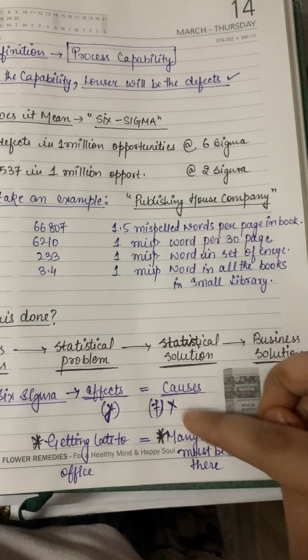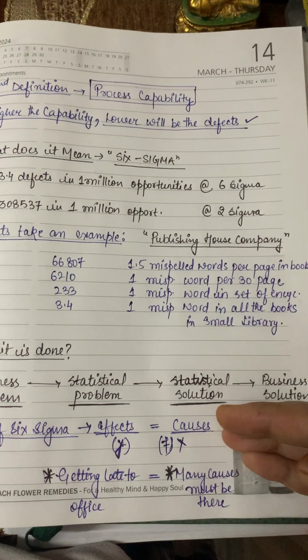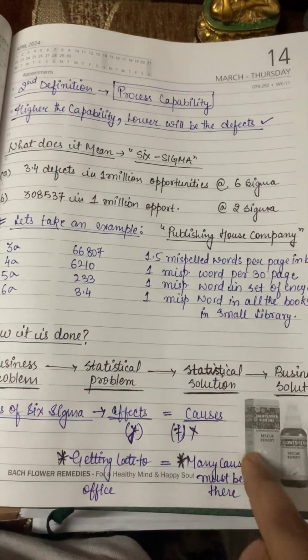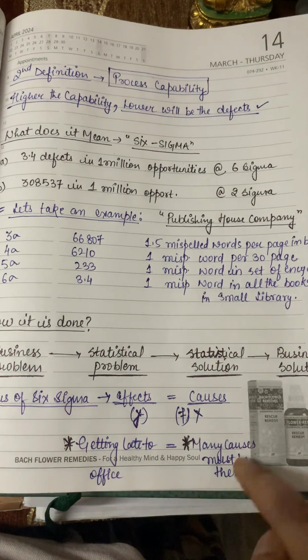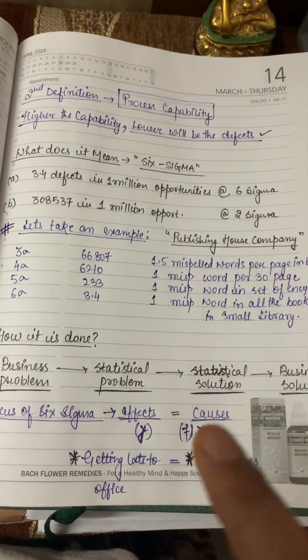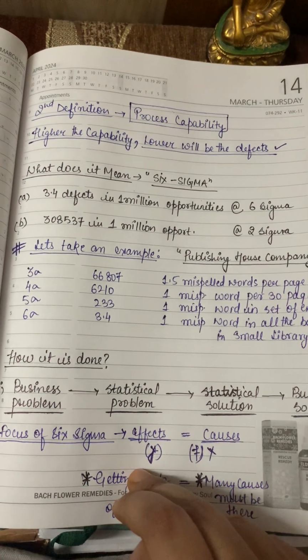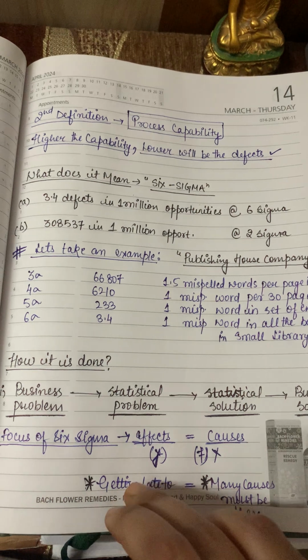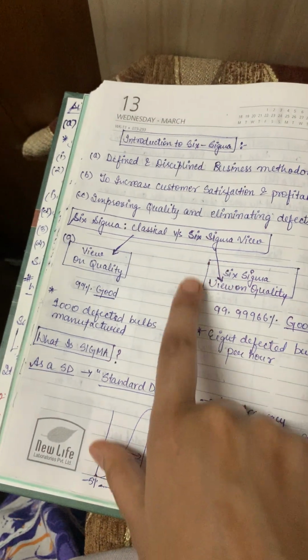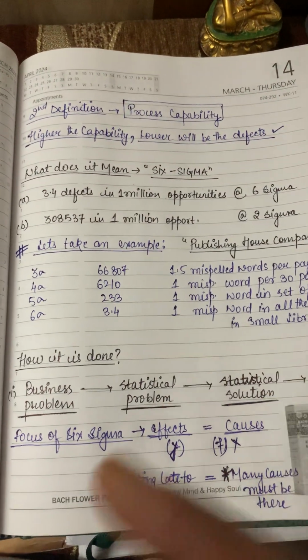What can be the cause? Many causes must be there. You woke up late, you were stuck in traffic, there is heavy rainfall. So this is how it symbolizes the relationship of the Y variable and X variable, presenting 20% of the causes with 80% of the effects. This is what it means. I'm hoping that this is clear. We'll be discussing other pointers in a later video. Keep watching. Thank you.